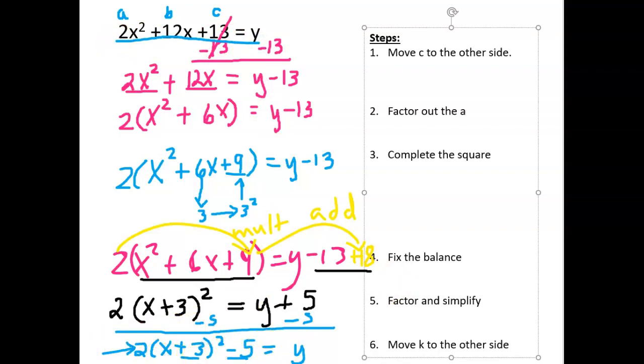And there's other things we could do with it too, but we haven't gone over those yet, so I'll leave it at that. But we have now successfully changed it from standard form into vertex form, and here are the steps. So it's a 6-step process. Move the c to the other side, factor out the a, complete the square, fix the balance, factor and simplify, move k to the other side. Okay? Let's go ahead and do another one.